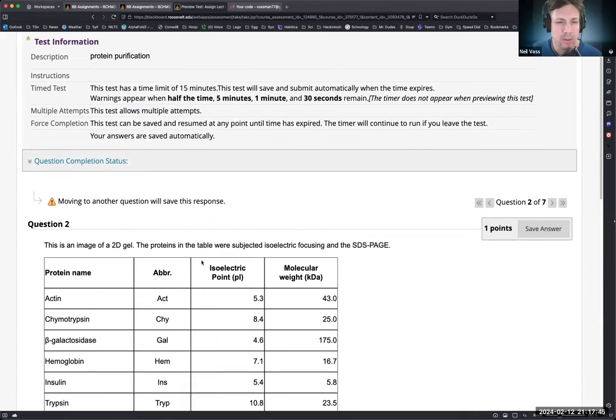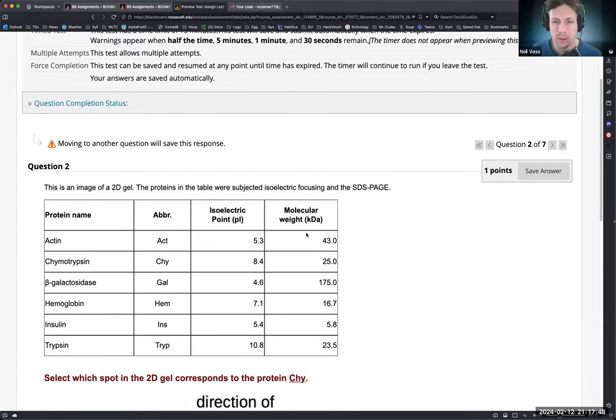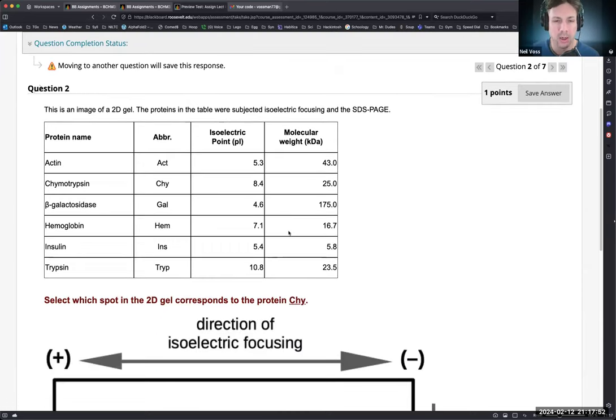All right, next question. This is an image of a 2D gel. Proteins are subjected to isoelectric focusing in SDS-PAGE. We are looking for the location of the protein chymotrypsin. Chymotrypsin has the second highest isoelectric point, and in terms of molecular weight, 25, it's kind of the third highest. 43 and 175 are above it.